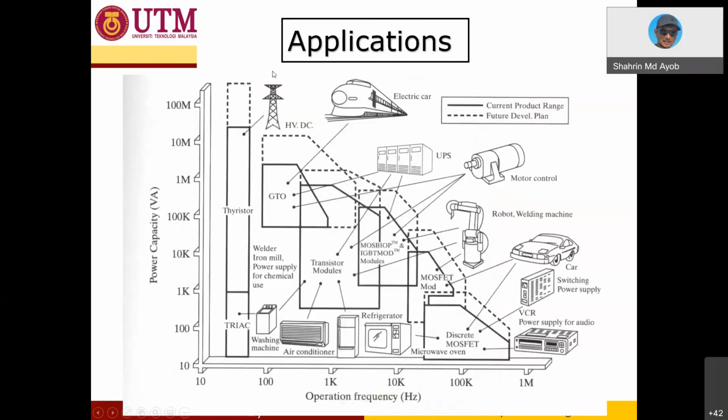As you can see, these are the applications. Usually the Thyristor is mostly suitable for HVDC, the GTO for trains, UPS and so on. And the MOSFET is mostly suitable for microwave ovens, power supplies for audio, and electric vehicles. So this is the type of application related to the devices.